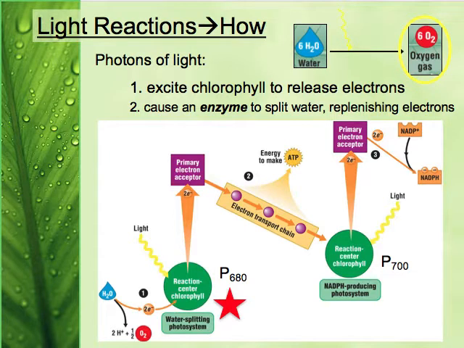So to further break down how the light reactions work, let's take a look at this figure. The figure shows us photons of light that are striking these pigment molecules, and they end up passing all of these electrons to the reaction center. The first reaction center we're going to look at is called the water splitting photosystem.